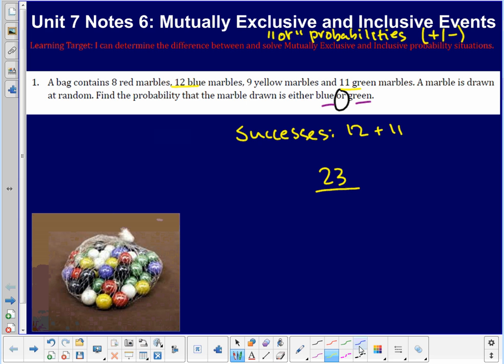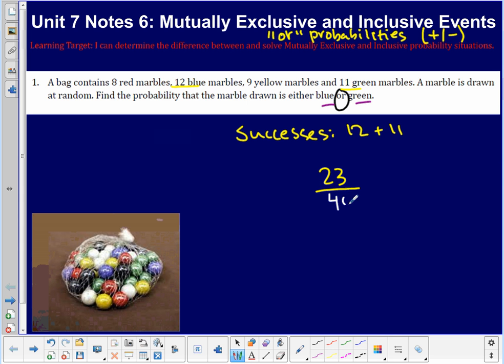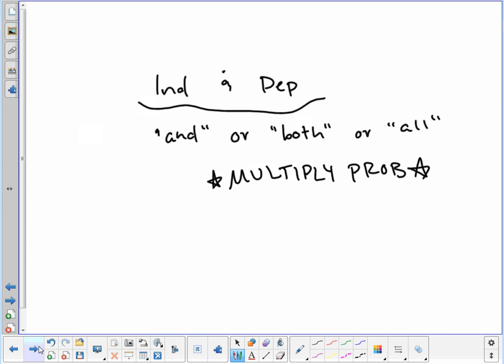I also need to know the total. The total number of marbles is 40. So my probability is equal to 0.575. Notice that I had to look at two different successes there. I needed to look at the number of blue and the number of green, and I needed to combine them together. So that's what mutually exclusive events are.